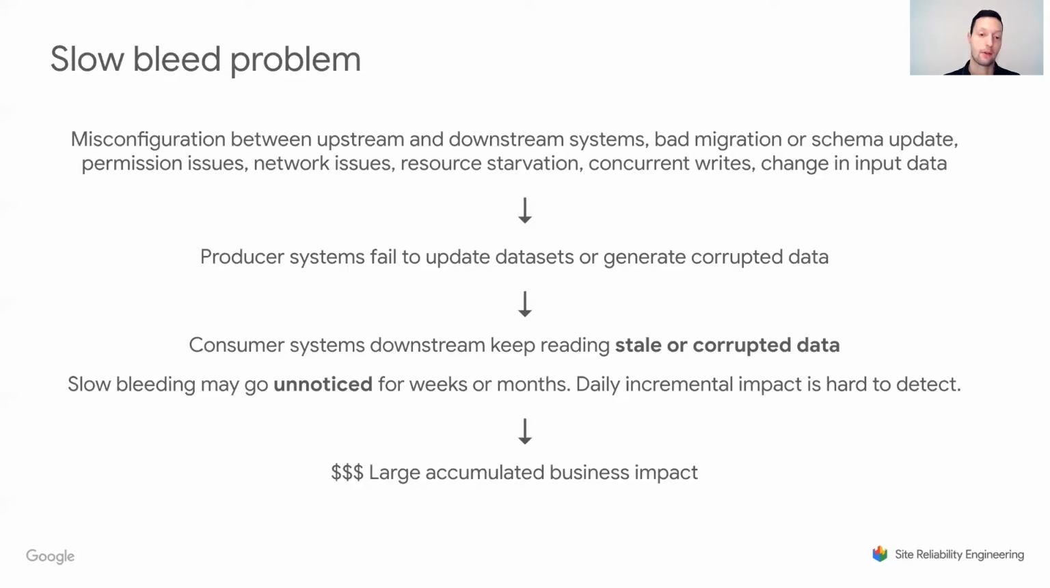As I said, this can go unnoticed for a considerable period of time, and the daily incremental impact is quite hard to detect as it depends on the particular business case. So for batch and streaming pipelines, there are subtle differences, but the problem is all the same. Good data in, producer not working as expected, and bad data out, bad or stale data.